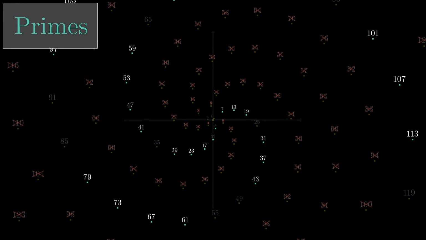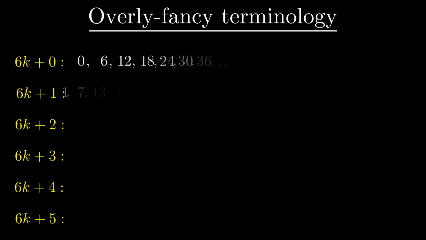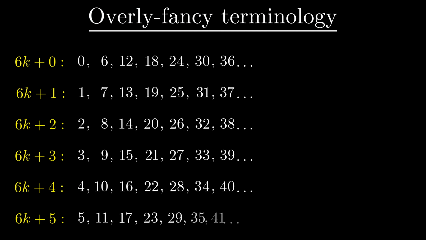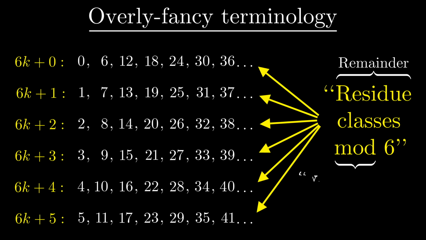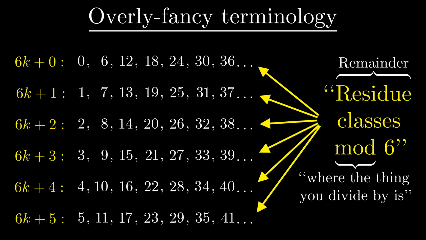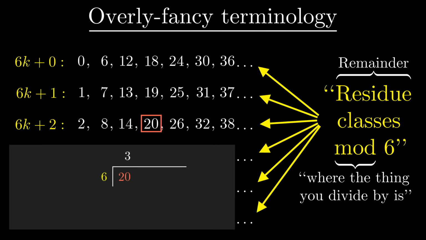And while we're in this simpler context, let me introduce some terminology that mathematicians use. Each one of these sequences, where you're counting up by 6, is fancifully called a residue class mod 6. The word residue here is sort of an overdramatic way of saying remainder, and mod means something like where the thing you divide by is. So, for example, 6 goes into 20 3 times, and it leaves a remainder of 2. So 20 has a residue of 2 mod 6.